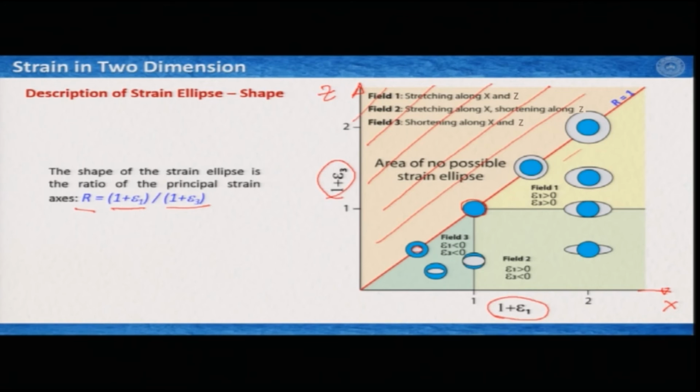In field 2, E1 and E3 have opposite senses. That means E1 is greater than 0 and E3 is less than 0. So at the top part you can have your volume increased, at the bottom part you can have your volume decreased, and there should be a line along which there is no volume change. This diagram is also known as the Flynn diagram in 2D. We will learn what the Flynn diagram is when we learn more about strain in 3 dimensions.